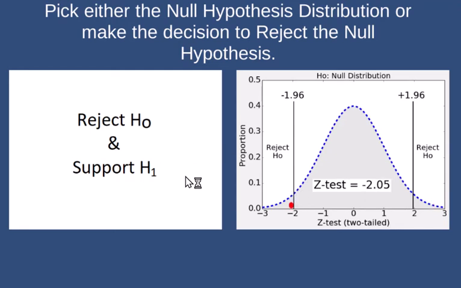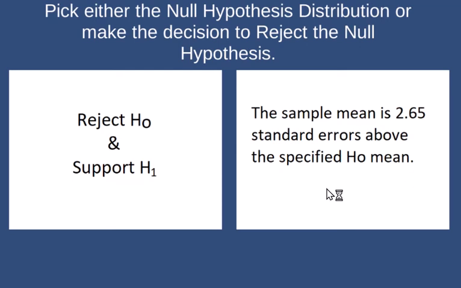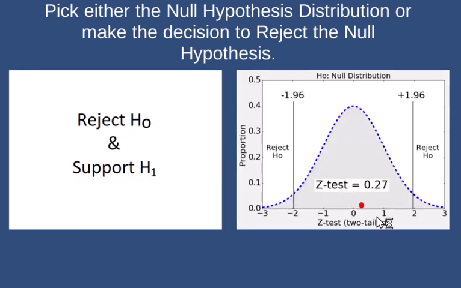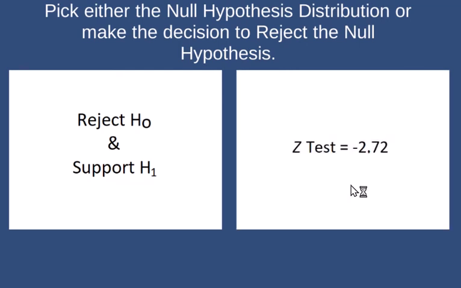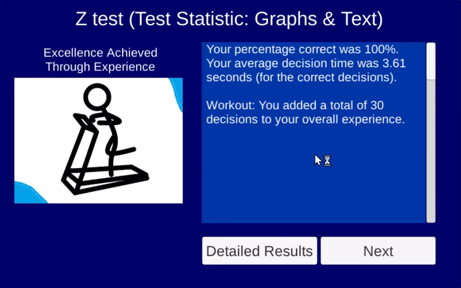A z-test of negative 2.05, reject. This is equivalent to a z-test of 2.65, reject. A z-test of 0.27, retain. A z-test of negative 2.72, reject. And percentage correct, 100%, 3.61 seconds to make the decision.